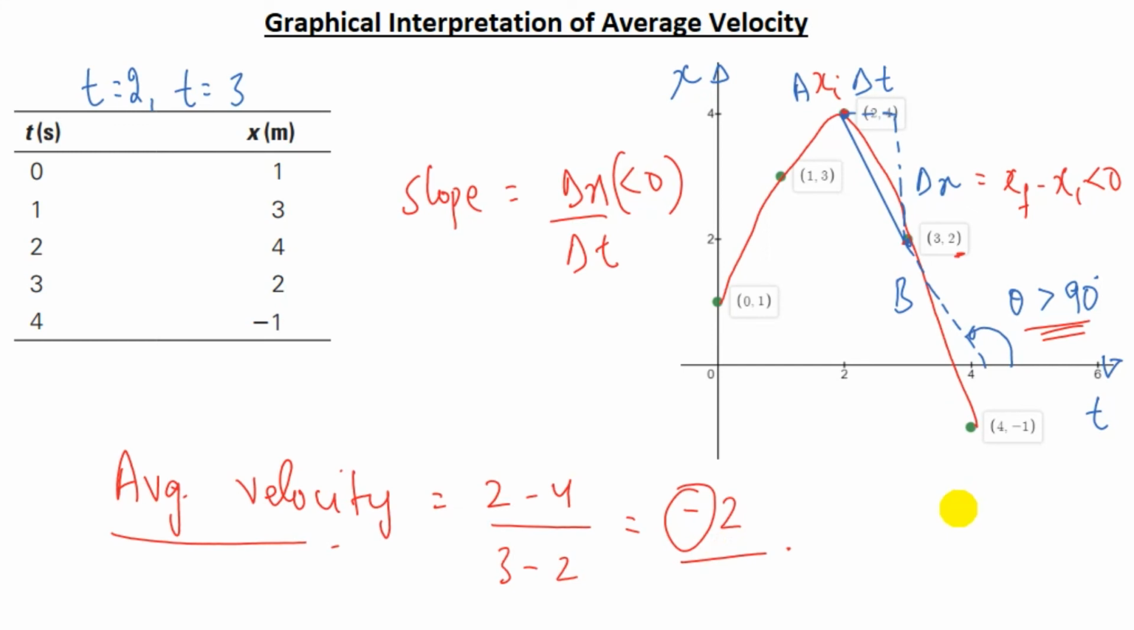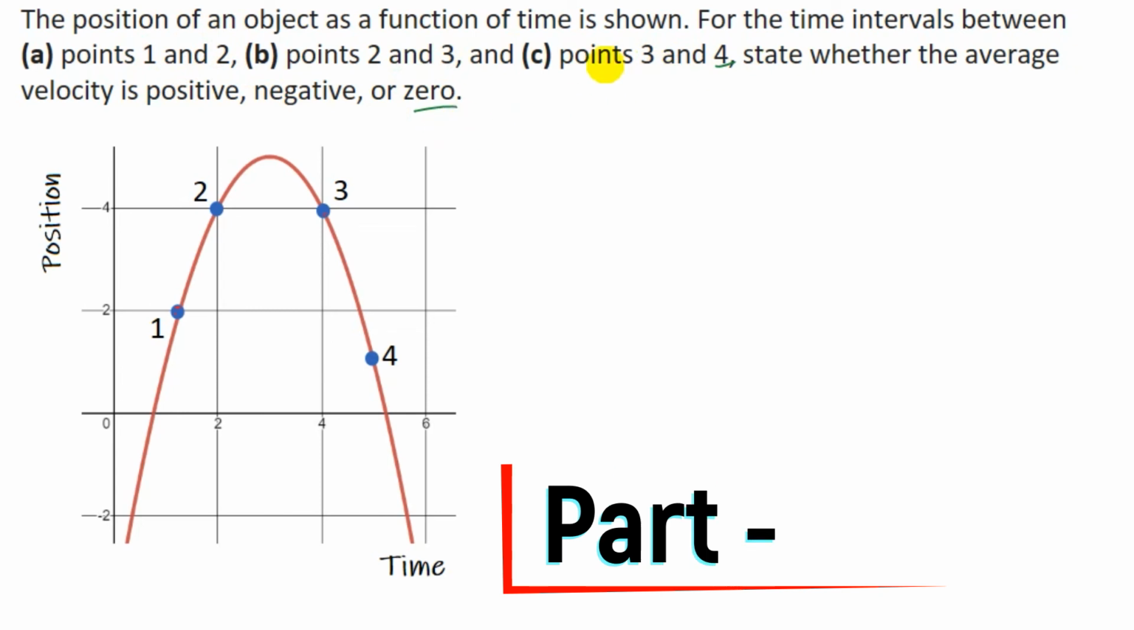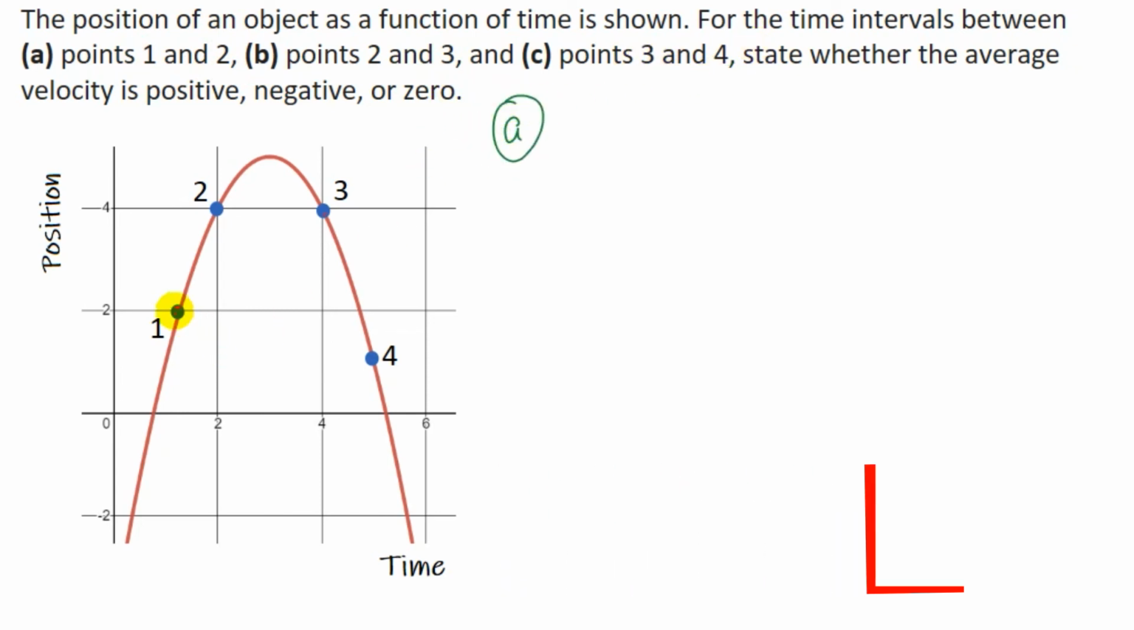Now we'll get back to the question that I discussed at the start of the video. And this was the question. In this question we have to state whether the average velocity is positive, negative or 0 for the time interval between the points 1 and 2, then 2 and 3, and finally 3 and 4. So we'll be solving the A part first. In the A part we have to consider the points 1 and 2. So this is point 1 and this is point 2.